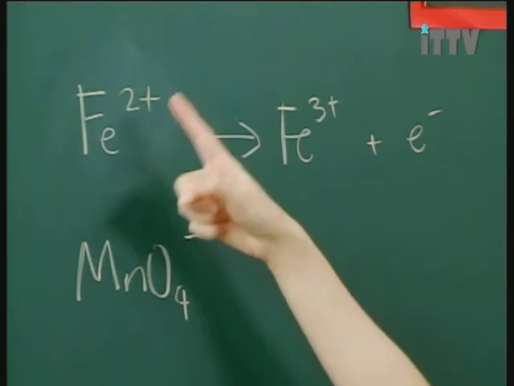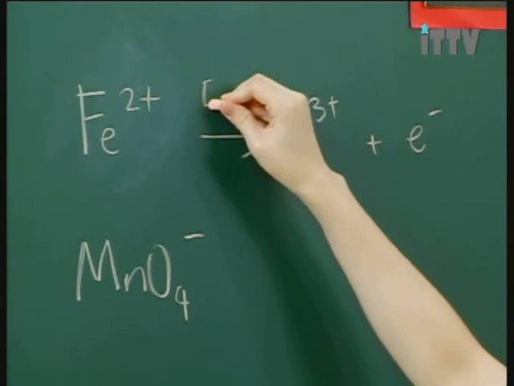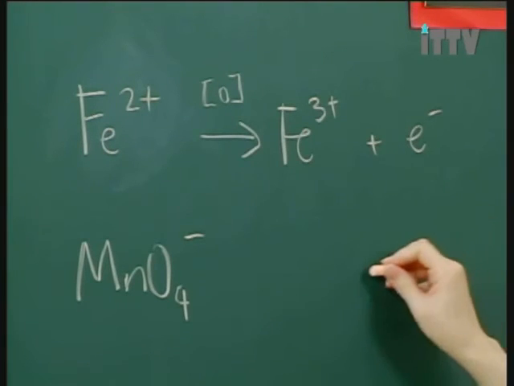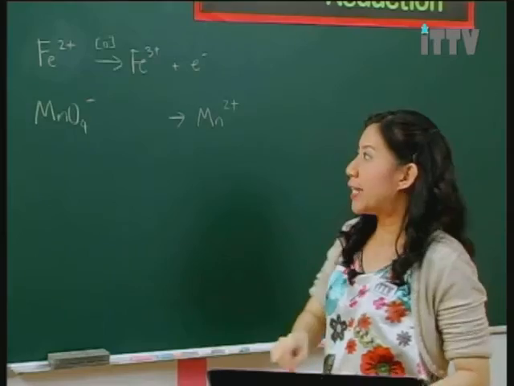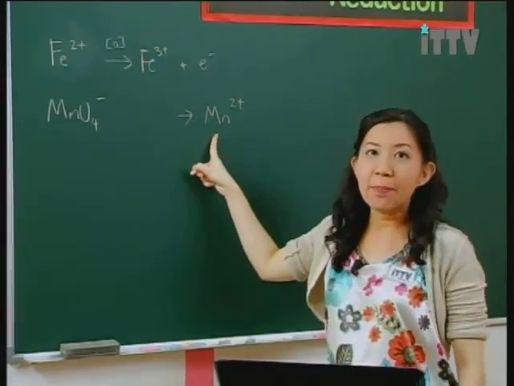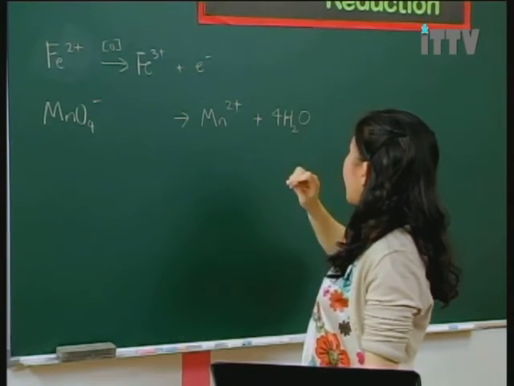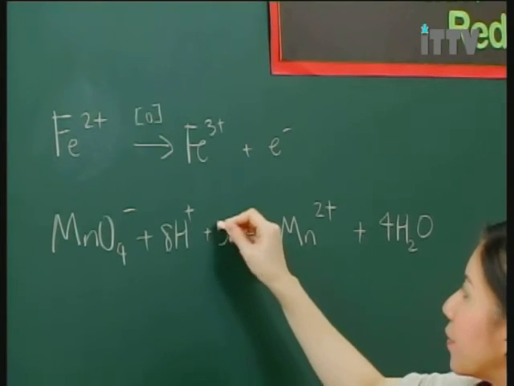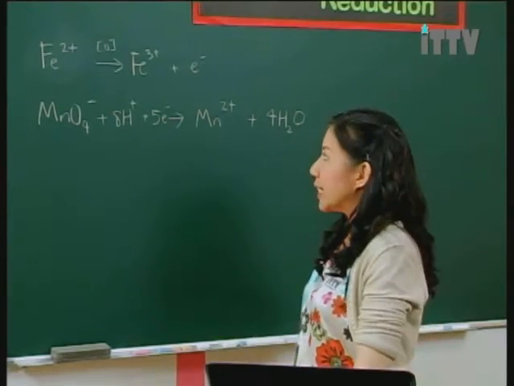It is so much easier for iron 2 plus to release electrons to become iron 3 plus, and this process is known as oxidation. For MnO4-, it is easier for it to be reduced into Mn2+, and we need to balance this equation. So manganese is already balanced. Then we can add 4 molecules of water here, balanced with 8 protons, and this will be 5 electrons. The way to balance this will be taught much later.